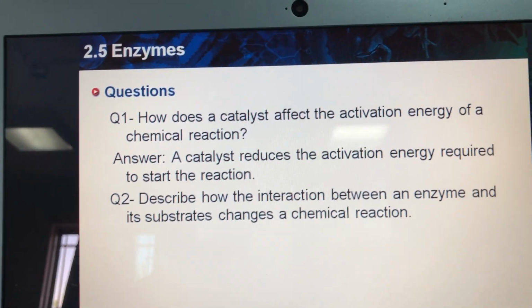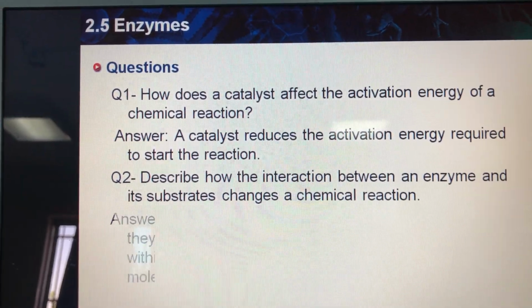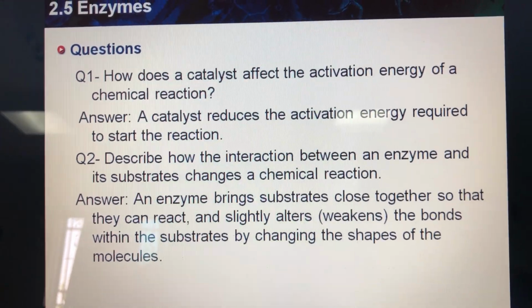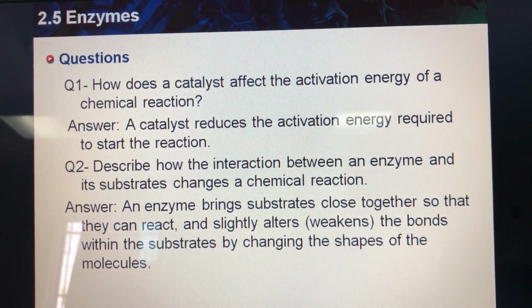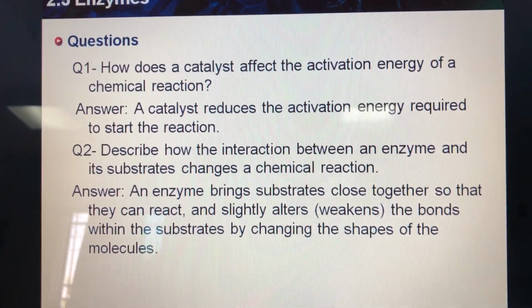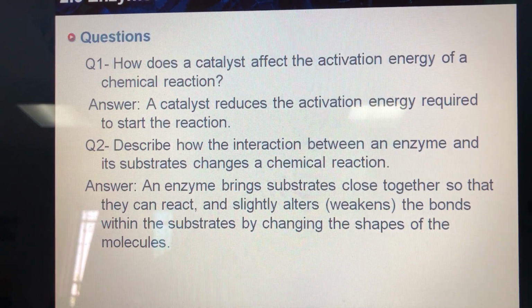Describe how the interaction between an enzyme and its substrate changes a chemical reaction. An enzyme brings substrates closer together so that they can react. Okay, and it slightly weakens the bonds within the substrates by changing the shape of the molecules.